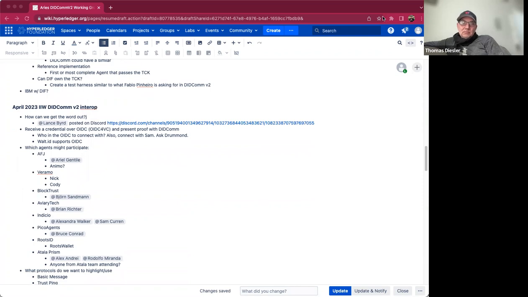I'm just looking really quickly at the Open Wallet Foundation, as they announced their sponsors. I don't know if IBM's already on that. Okay, so DIF is on there, Hyperledger's on there, Trust over IP is on there, but there's no IBM. We have Accenture and Visa.